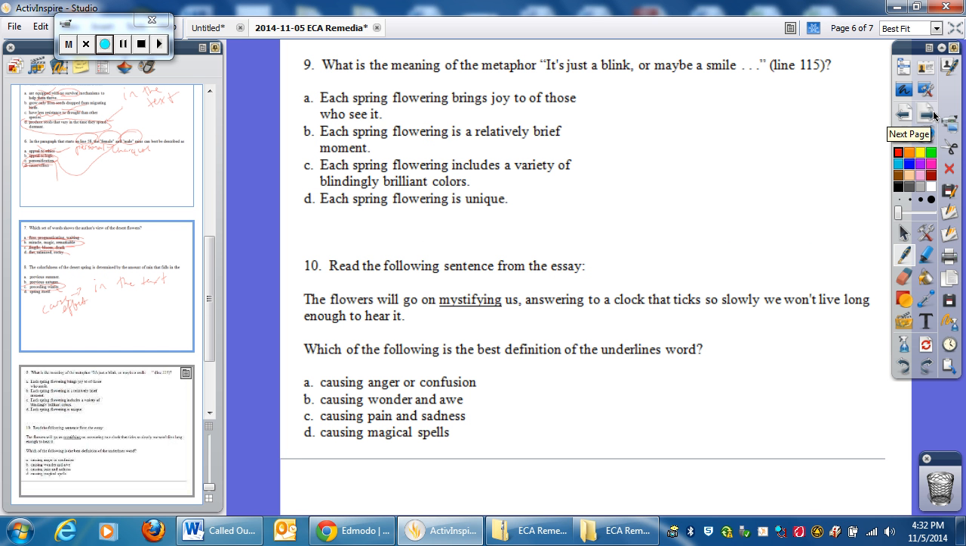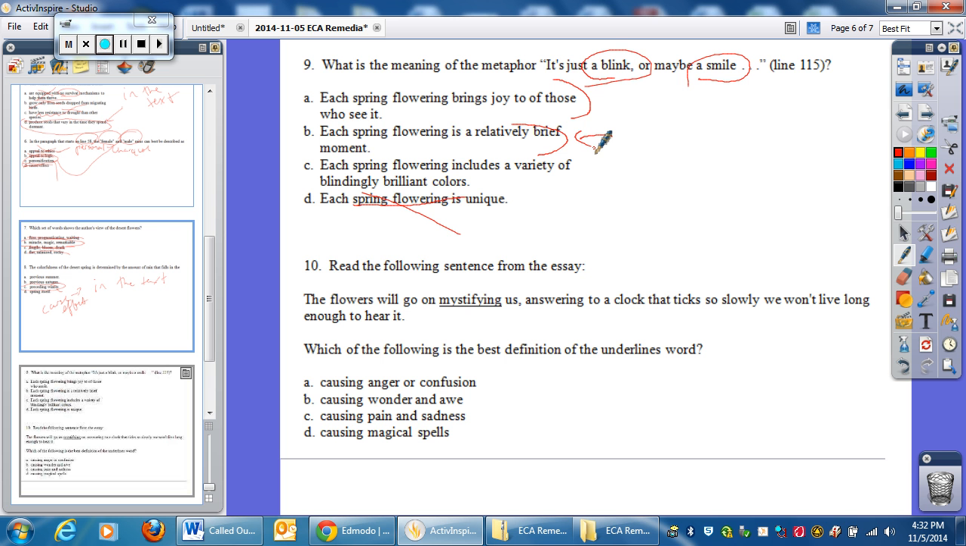What is the meaning of the metaphor? It's just a blank or maybe a smile. Each spring flowering is unique. No, it doesn't fit quite well. Each spring flowering brings joy to those who see it. Kind of. We can put that as believable. B, each spring flowering is relatively brief. I like that one better. Why would I like that one better? You don't see people smiling all day. They smile like, hey, and that's it. So I like this one better.